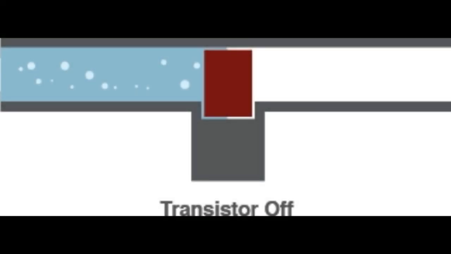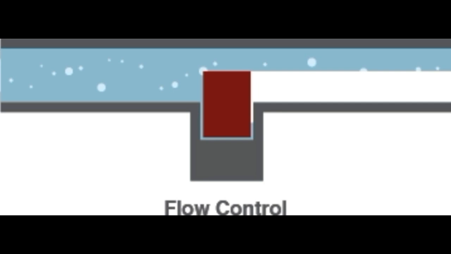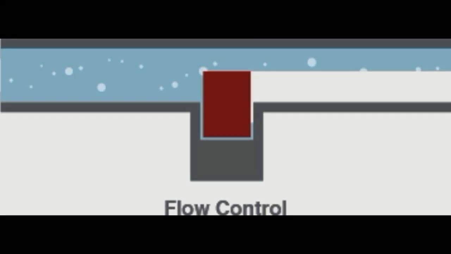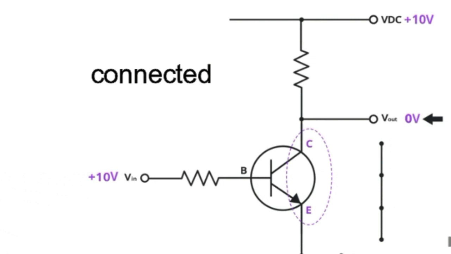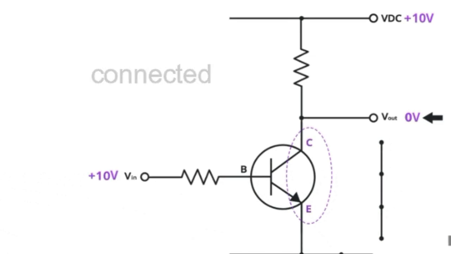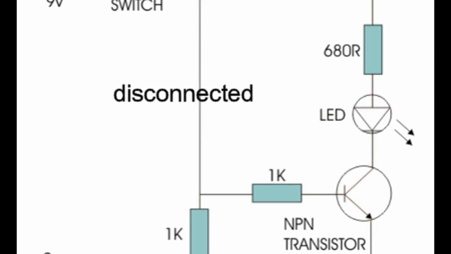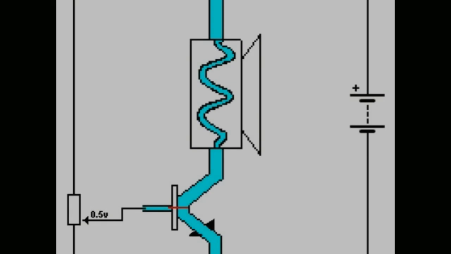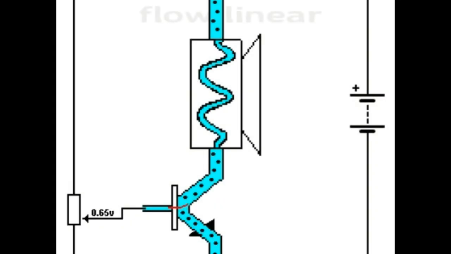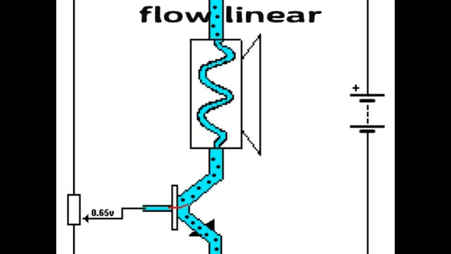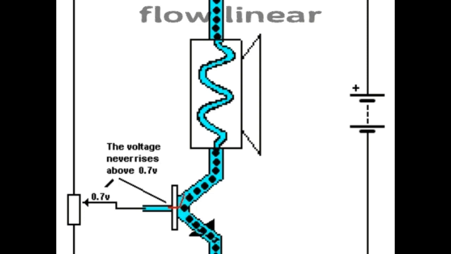1. Open water valve. 2. Closed water valve. 3. Adjusted water valve. In the following, we will examine these modes. 1. Short circuit, connected transistor. Like an open water valve. 2. Open circuit, disconnected transistor. Like a closed valve. 3. Making the flow linear. Like when we put the faucet between closed and open as desired.